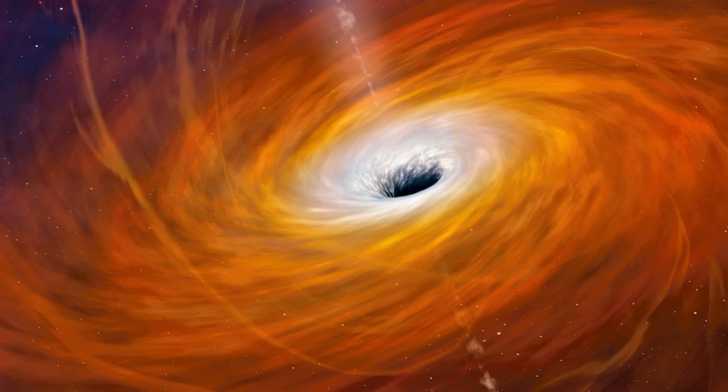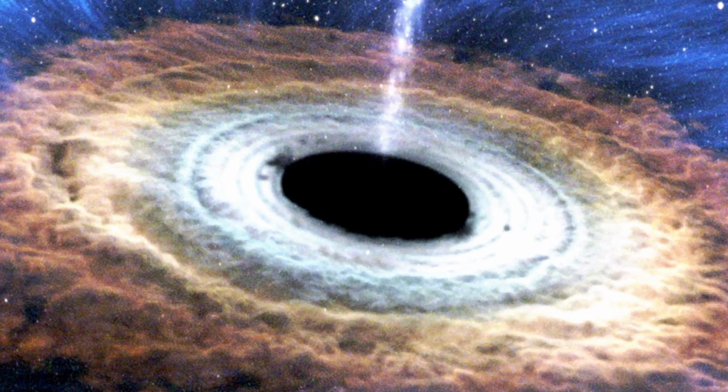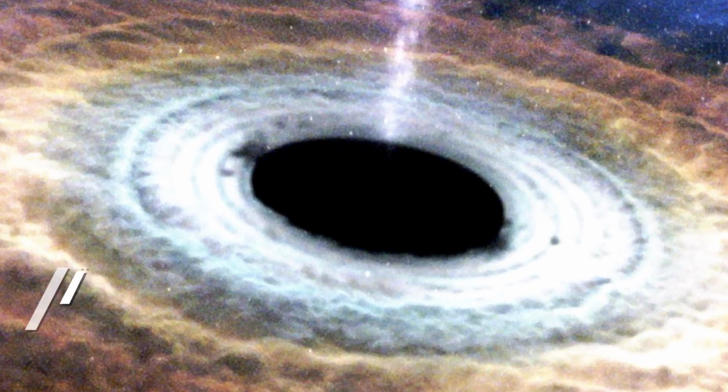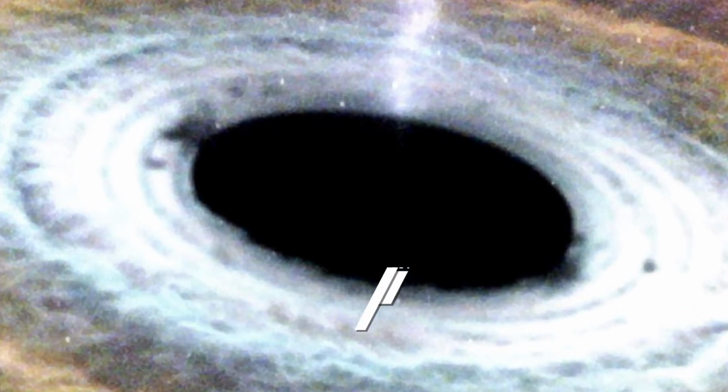If any object is small enough, a black hole can occur. However, its radius must be smaller than the corresponding Schwarzschild radius of the object. For example, the Earth's radius would have to be below 8.87 times 10 to the minus 3 meters for it to form a black hole.